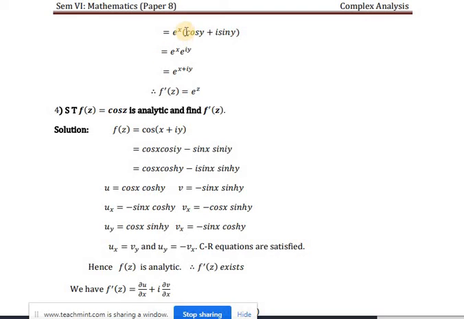Now see the term inside the bracket, cos y plus i sin y. This is nothing but e power of iy. Hence e power of x into e power of iy. Bases are same, therefore this implies e power of x plus iy. x plus iy is z, so it is e power of z. Hence the derivative of f of z is equal to e power of z.